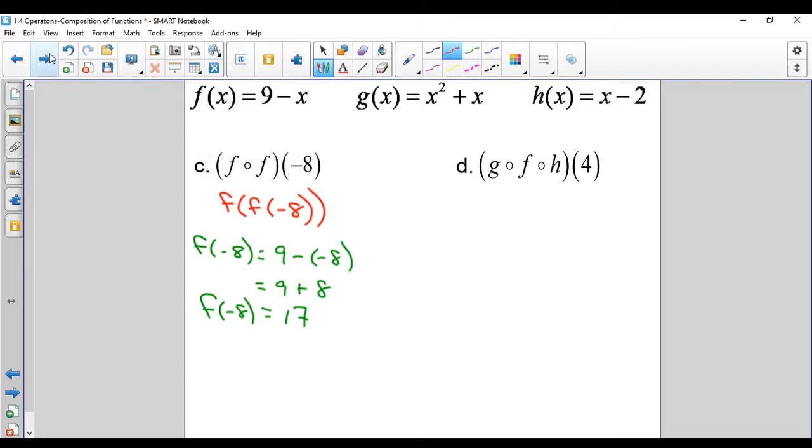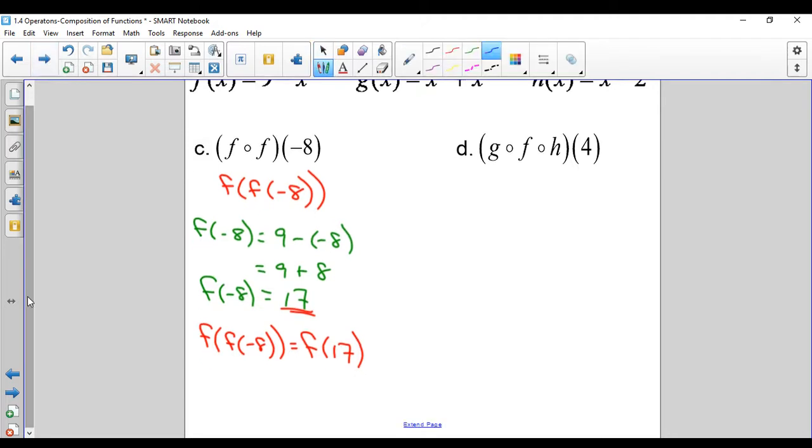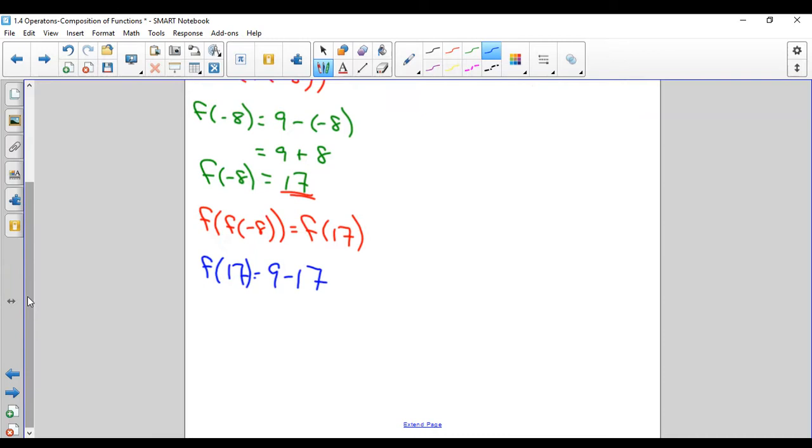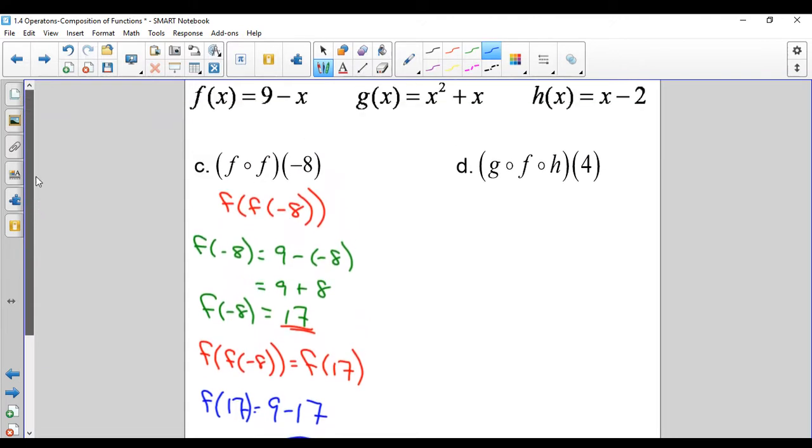Moving forward, I take that value, I plug it into the f function again. F of f of negative 8 is really saying I need to find f of 17. F of 17 then is 9 minus 17, which is negative 8. You're not always going to get the same answer that you started with, but that's something odd that we see, and that's just fine. So we get negative 8.